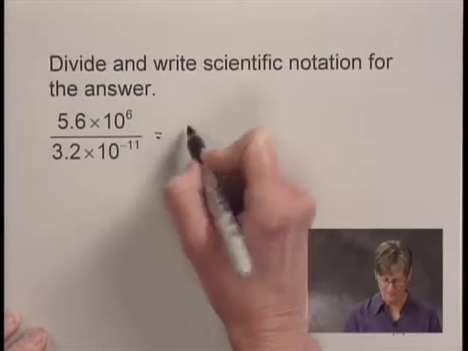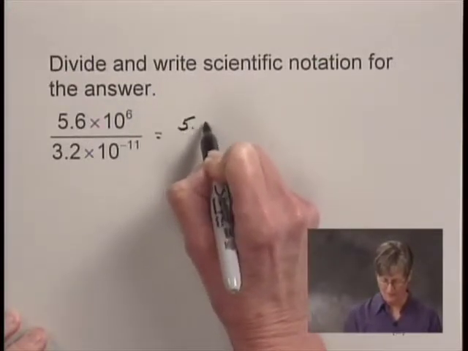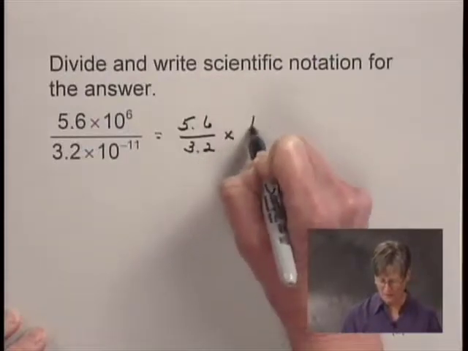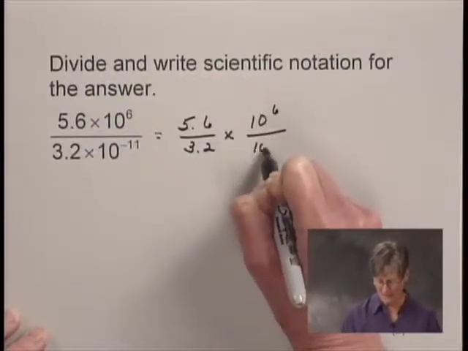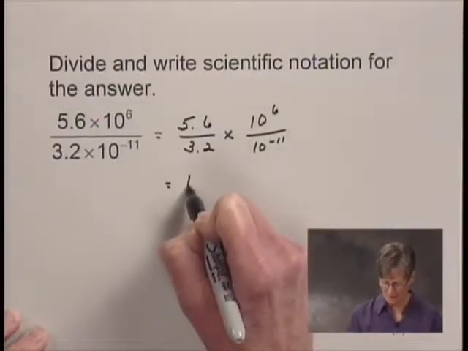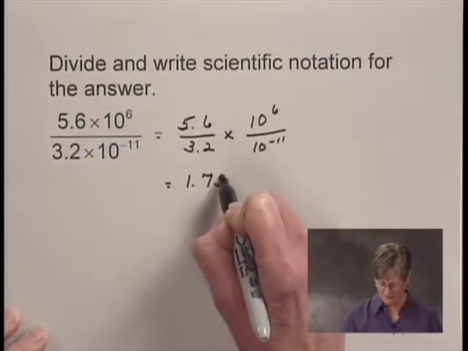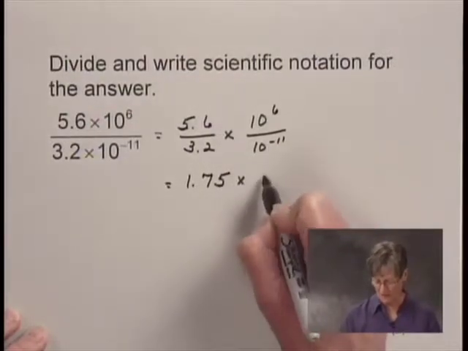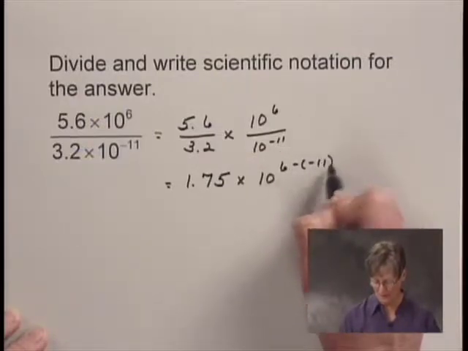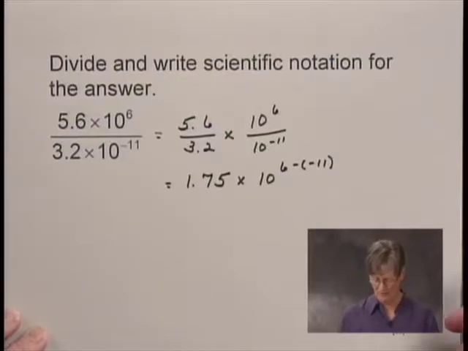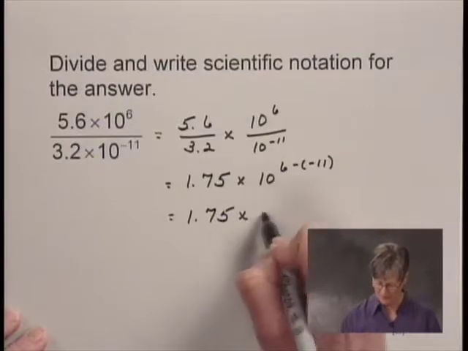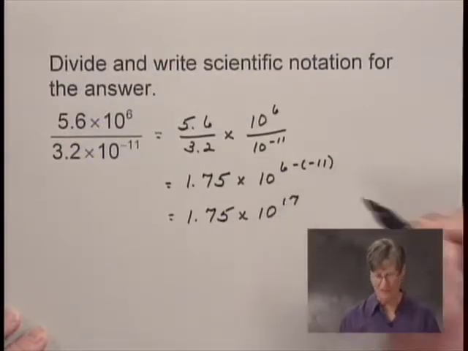Well, I can begin by writing this in factored form as 5.6 divided by 3.2 times 10 to the 6th power divided by 10 to the negative 11 power. Now, 5.6 divided by 3.2 is 1.75. And to do this division, I subtract the exponent of the denominator from the exponent of the numerator. So I have 10 to the 6th minus the negative 11 power. And when I do that subtraction, I have 1.75 times 10 to the 17th power.